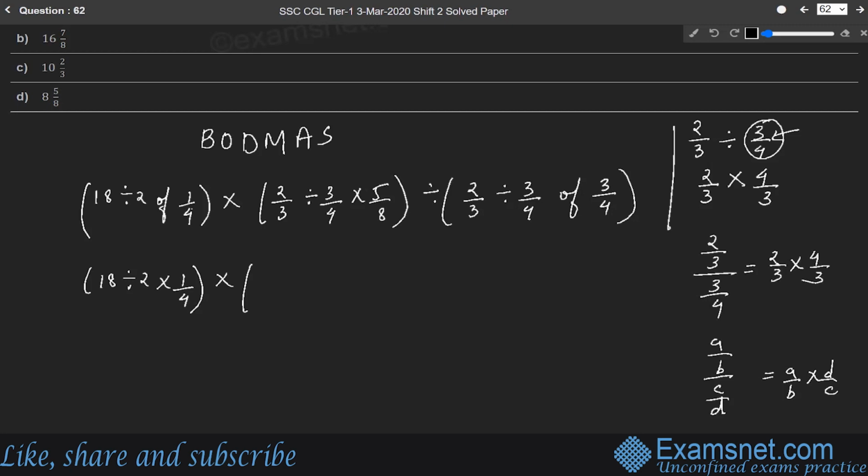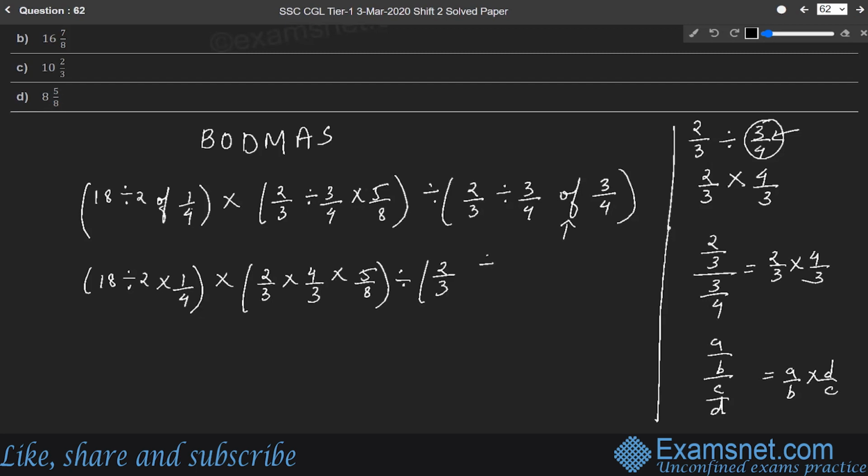Okay. So you need to remember this basic concept. Okay. So now 2 by 3 divided by 3 by 4 will be equal to 2 by 3 into 4 by 3. Again multiplied by 5 by 8. Now divided by. Again we have 2 by 3 divided by 3 by 4 into 3 by 4. Here we have of means multiplied.